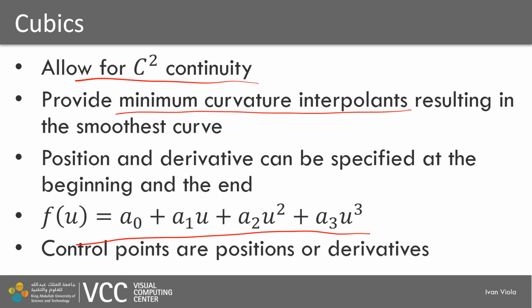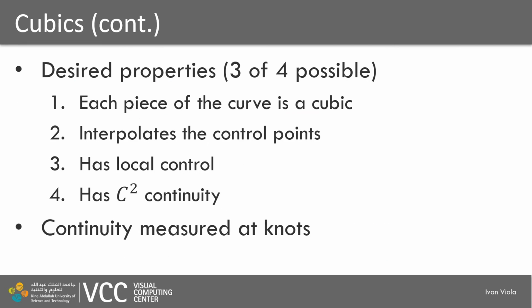Description, the formula for cubics is described here, where we have four A coefficients, and then our highest degree term is the u to the power of 3. We can have as control points positions or derivatives, first order derivatives, or second order derivatives. There are various cubics which we can use, and they often have various properties.